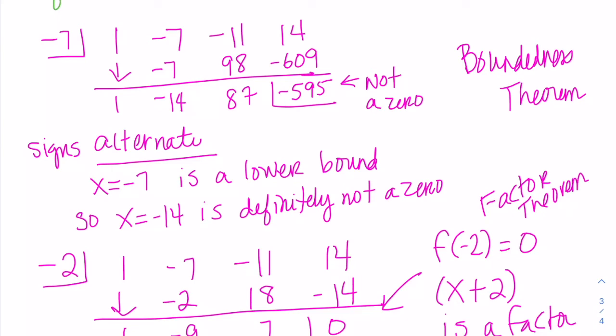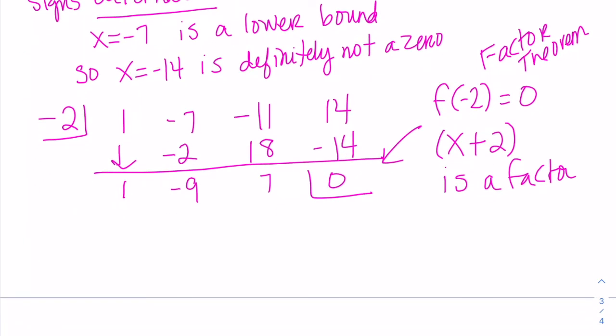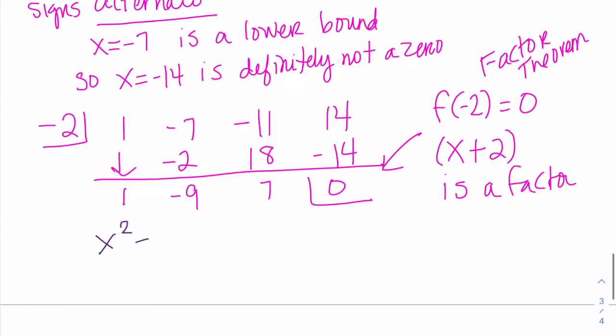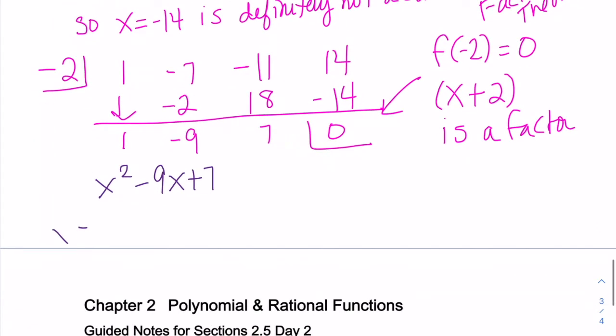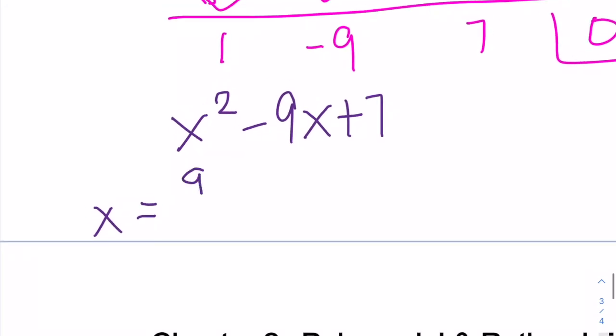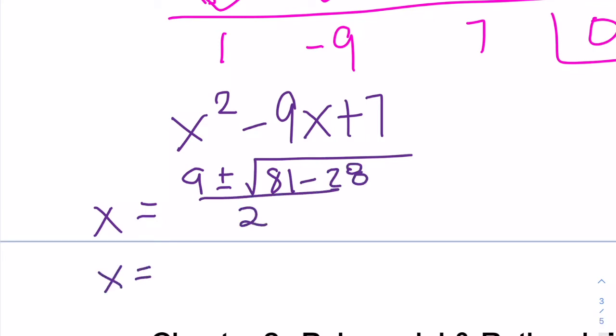So this was originally a cubic, and then we have a quadratic. So I have the quadratic x squared minus 9x plus 7. Well, we can plug that into the quadratic formula. So x equals 9 plus or minus the square root of 81 minus 28 over 2. So the zeros would be 9 plus or minus root 53 over 2.